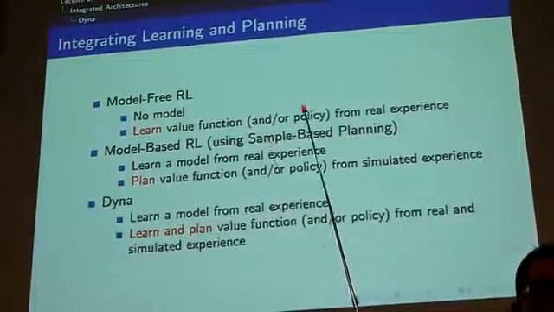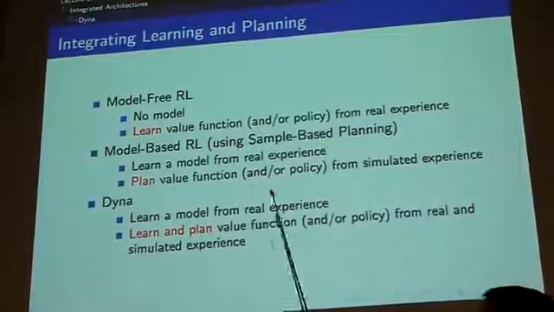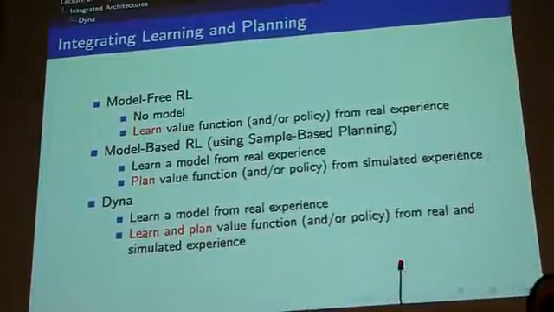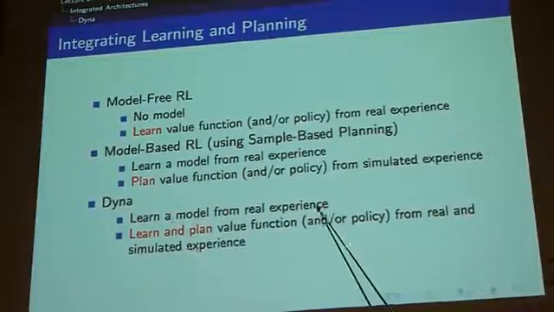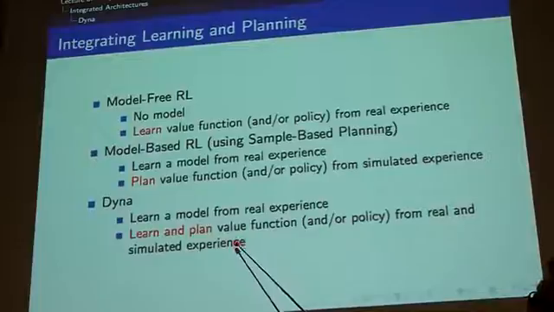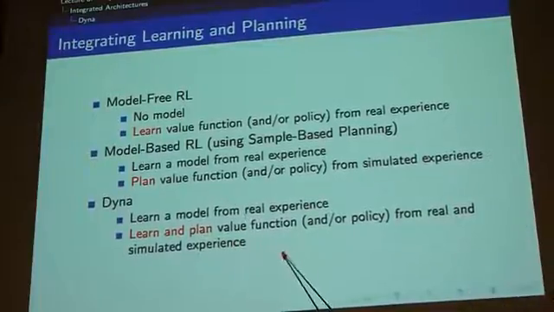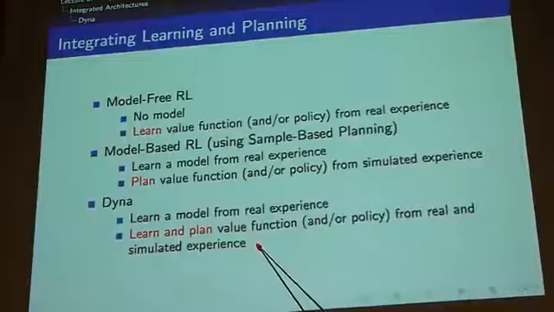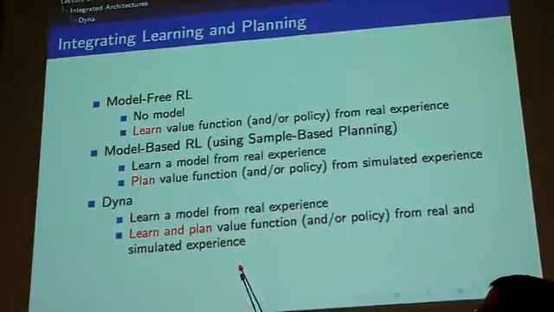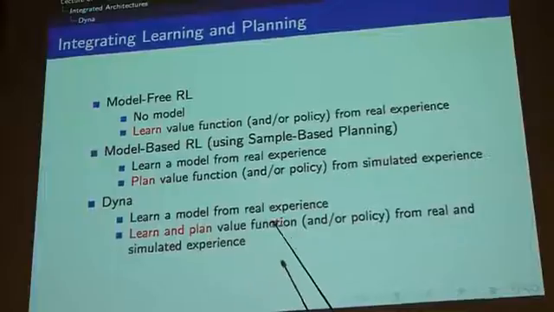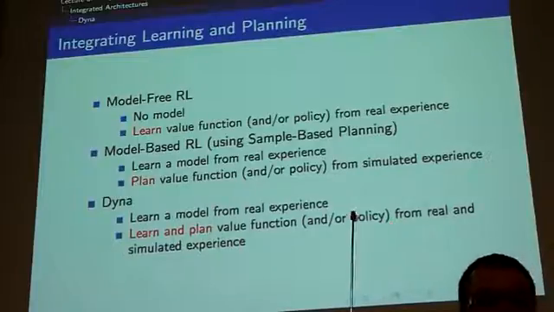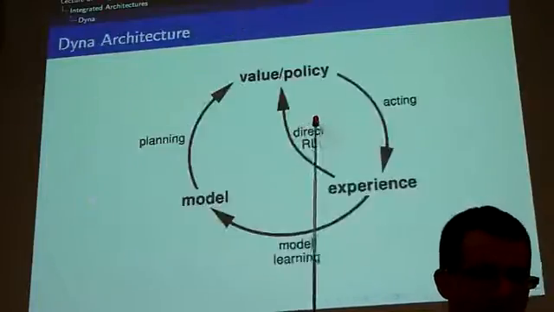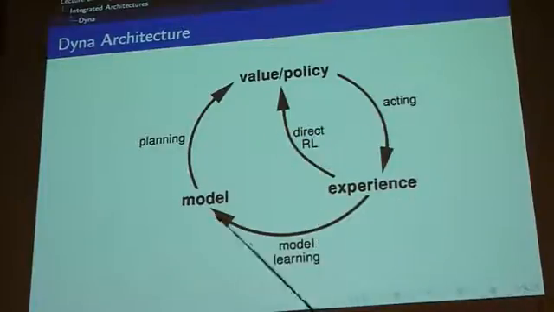Okay. Now the natural idea is to combine these two ideas together, and this is called the Dyna architecture. It's an old idea by Rich Sutton, dating back to 1992. The idea is to, again, learn a model from real experience. But now, both the real experience and the simulated experience are combined together to learn the value function. So rather than throwing away the real experience at this point, the real experience is used to update the value function, and also the imaginary experience, the simulated experience, is used to update the value function. That's the Dyna idea.